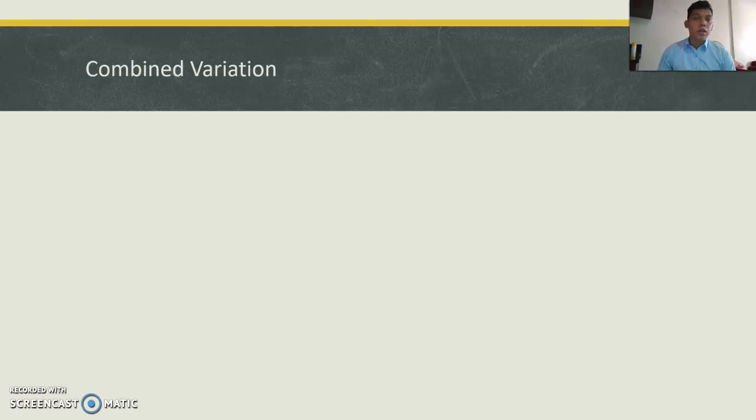In this video, we're going to discuss the continuation of the variation, which is all about combined variation this time. So, what is a combined variation? Combined variation is just an upgraded version of inverse variation. This time it involves another variable, not just x and y, not just two variables, right?